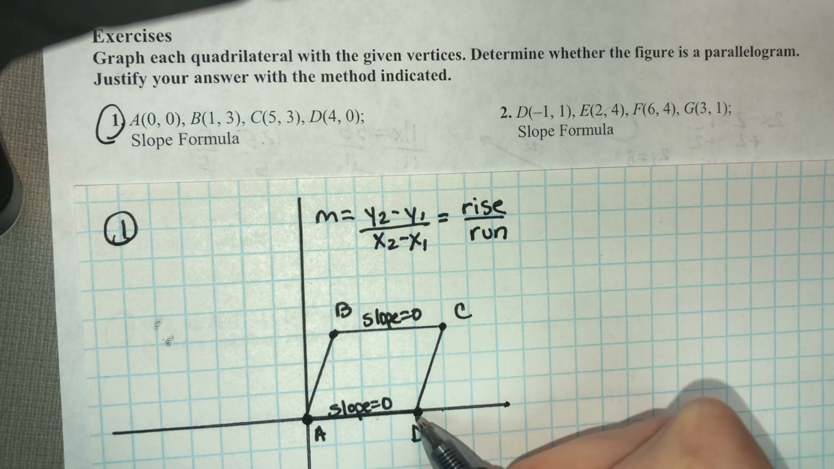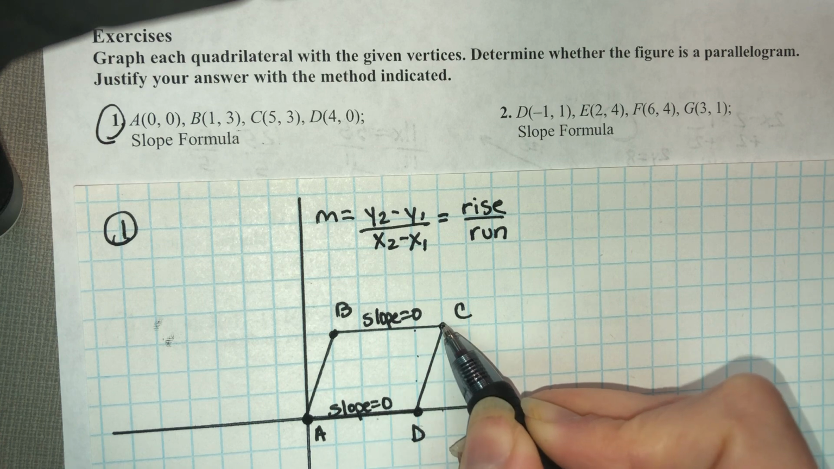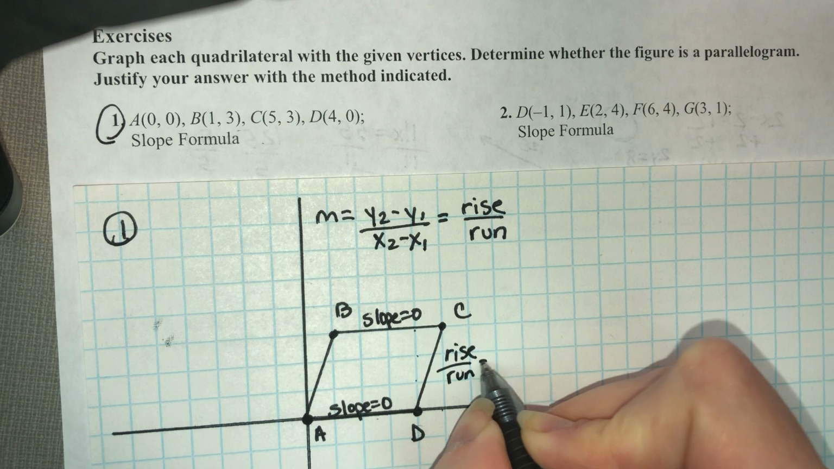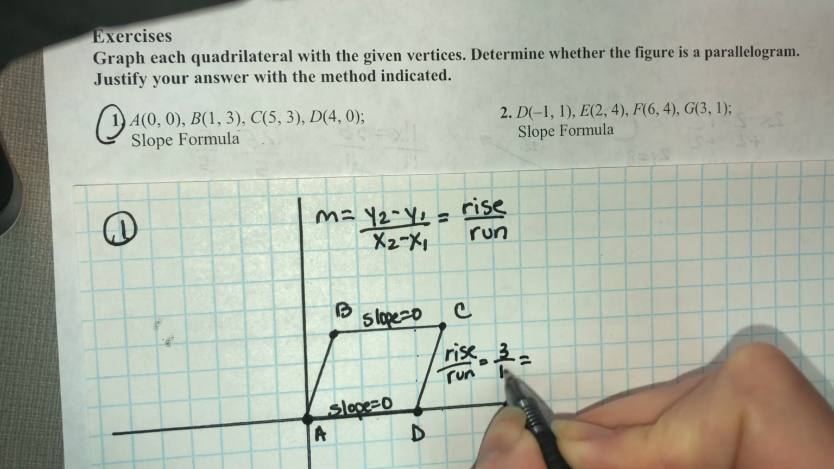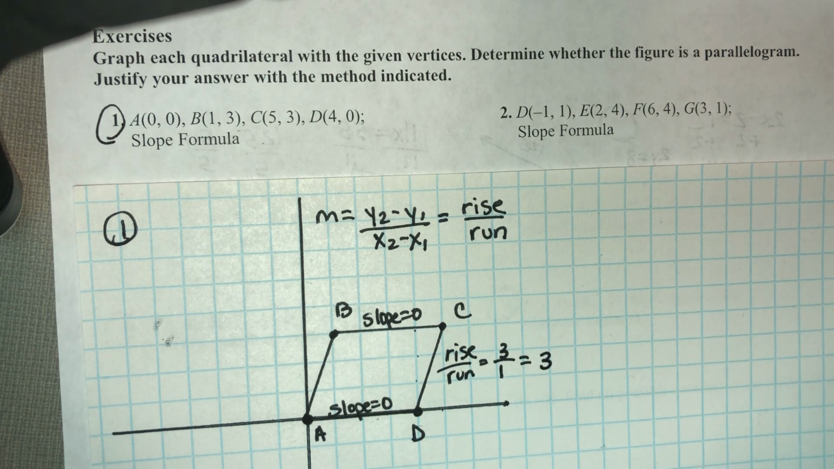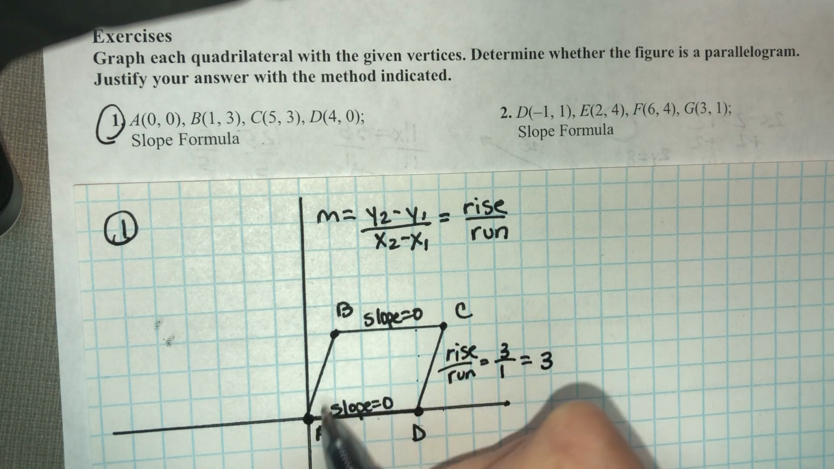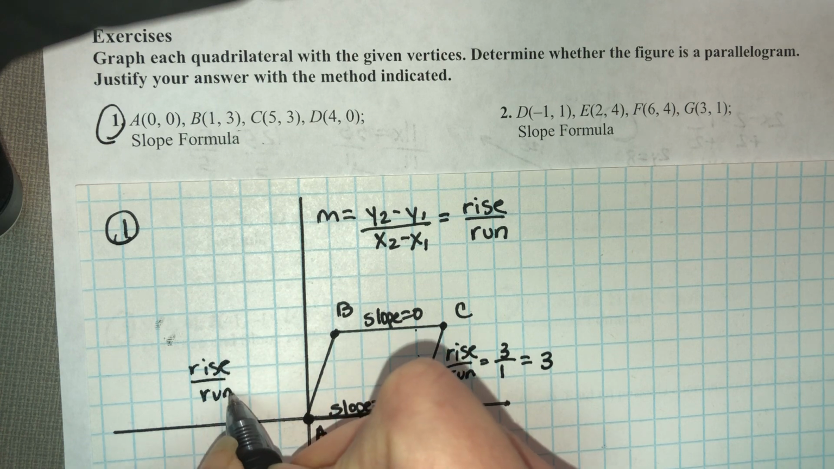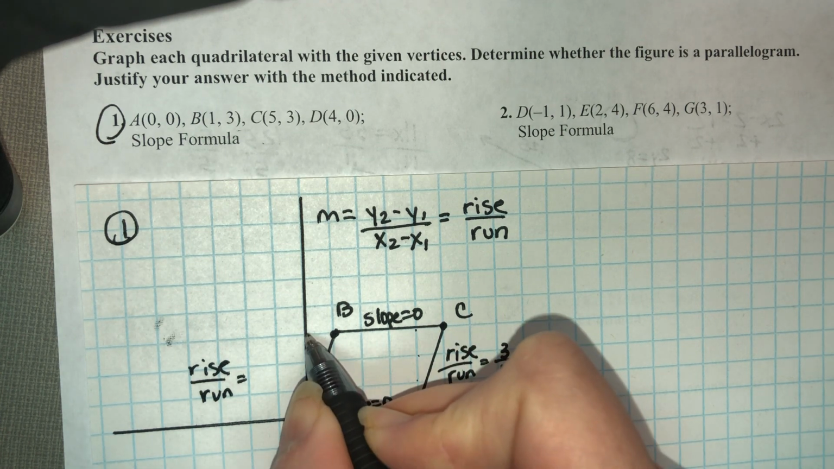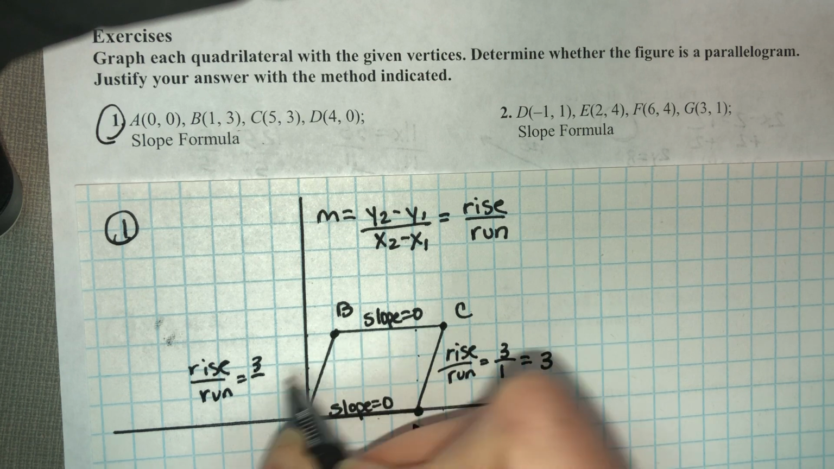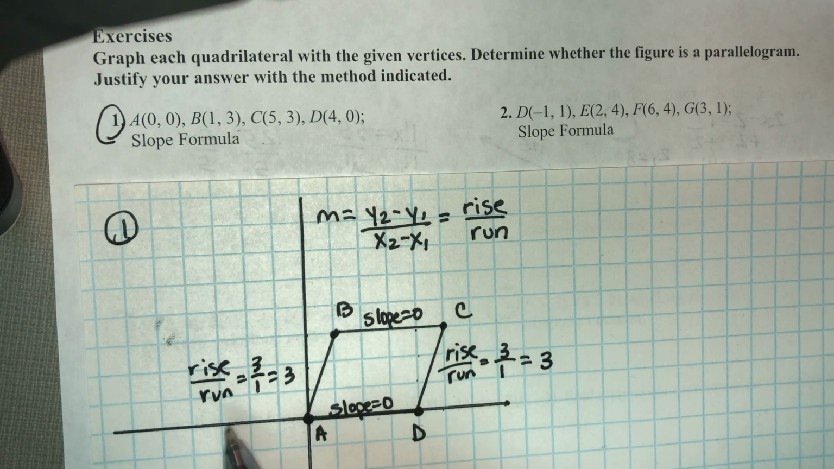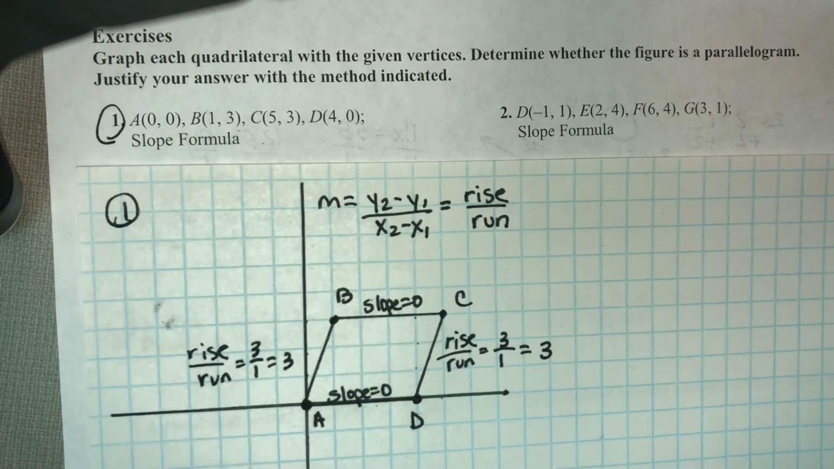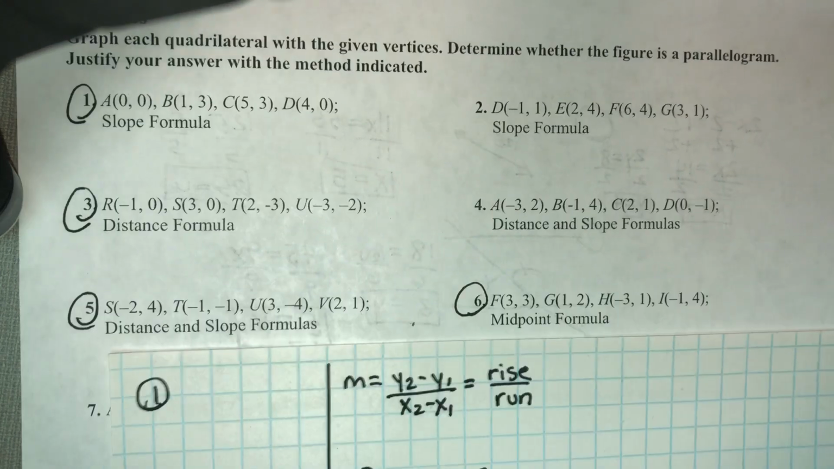From point D to point C, we rise 1, 2, 3, and we run 1. So the rise over the run is rise 3, run 1. And when you take 3 and divide by 1, it equals 3. Now let's look at the segment from A to B. The rise is 1, 2, 3, and the run is 1. 3 divided by 1 is 3. So we have equal slopes on the opposite sides, so this would have to be a parallelogram.